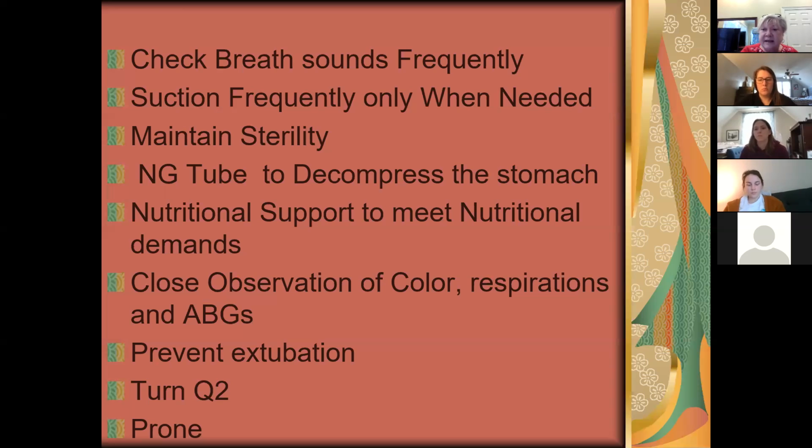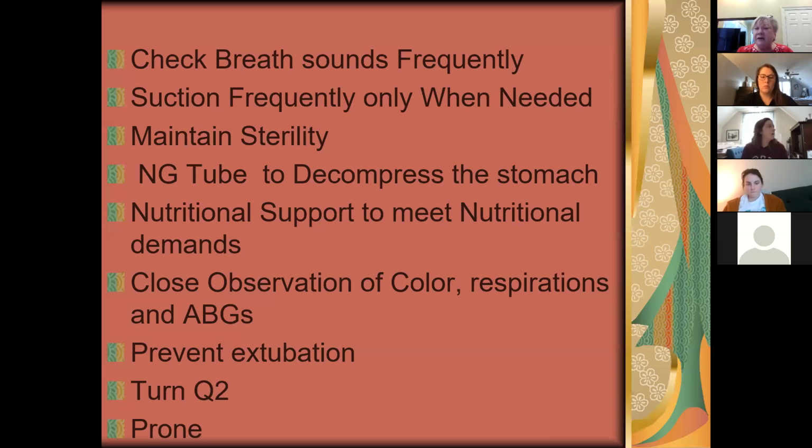Your job is to assess them. What does their color look like? What's their cap refill? Well, cap refill is in for respirations. But what's their work of breathing? What's their pulse ox? What's their ABGs? Don't let them extubate themselves. If they need restraints, use them. If they don't need them, don't use them.